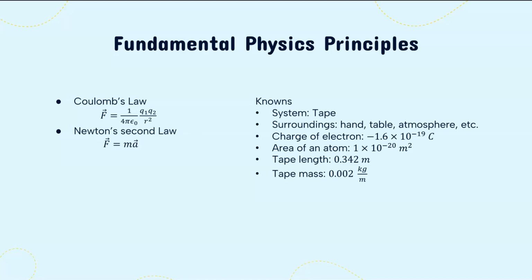The charge of an electron is negative 1.6 times 10 to the negative 19th coulombs, and the area of an atom is 1 times 10 to the negative 20th meters. In the experiment, the tape length was 0.342 meters and the mass was 0.002 kilograms per meter.